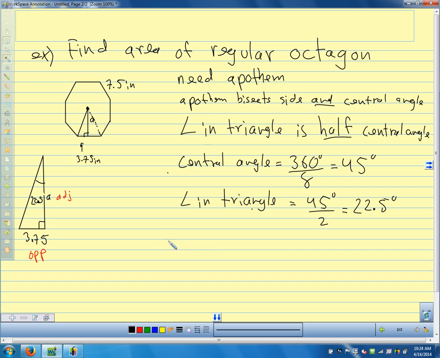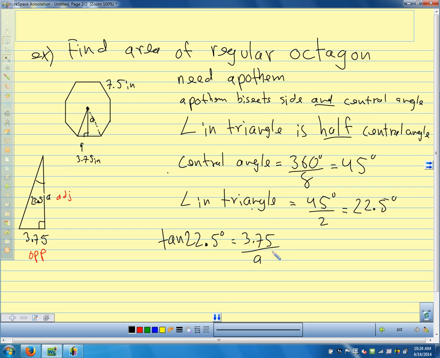So I write my equation. Tangent 22.5 degrees equals the opposite, 3.75, over A. And now I need to find A. Well, we spent almost an entire chapter doing this kind of thing a couple chapters ago. So now we're back to doing what we did 2 chapters ago.